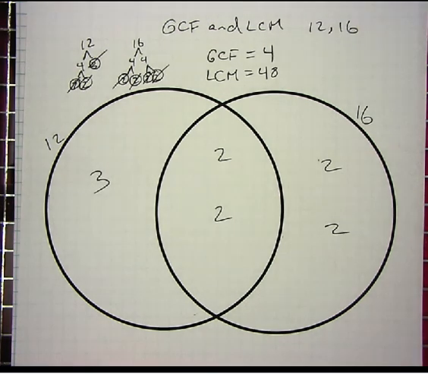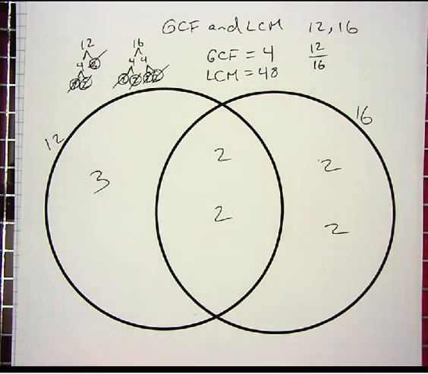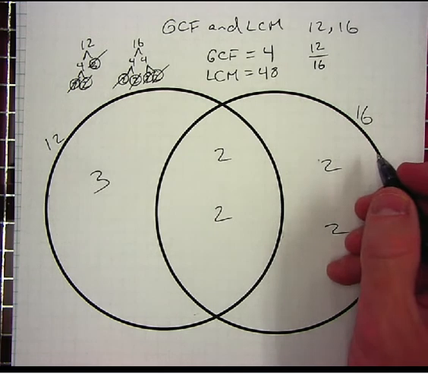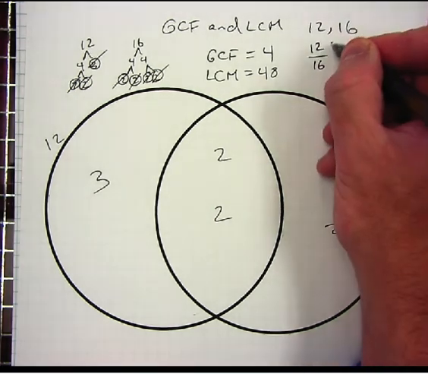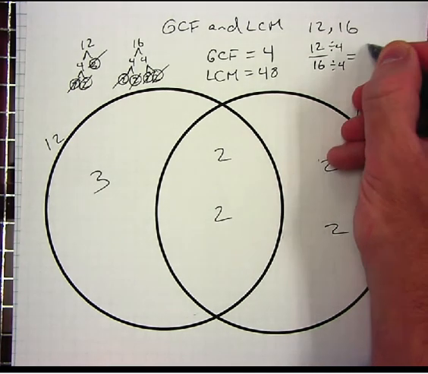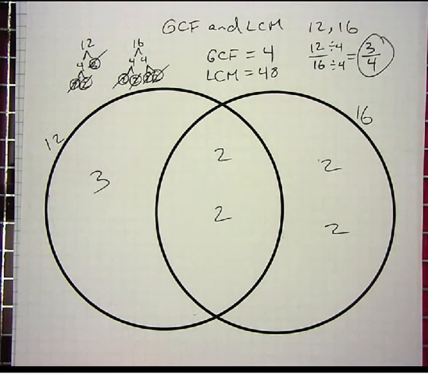Well, why would we want to know the greatest common factor and the least common multiple? Greatest common factor is used to simplify fractions. So if I had the fraction 12/16, I could simplify in one step if I knew that the greatest common factor was 4. I would divide both my numerator and my denominator by 4. And I would get 12 divided by 4 is 3, 16 divided by 4 is 4, 3/4 is the simplest form of the fraction 12/16.